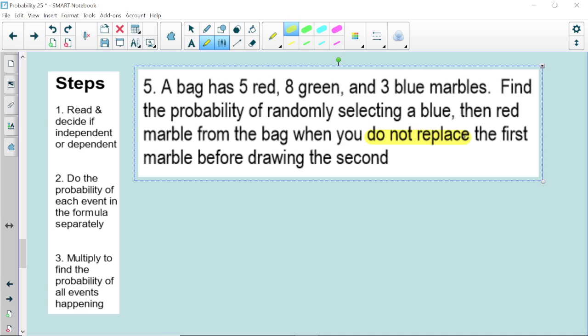So we are not replacing. And again, we are doing the first marble and then the second marble. So 2 events are happening. We are not replacing after the first one. So do we have an independent or a dependent event here? Dependent, because we're keeping it. We're not replacing the first marble. So dependent.